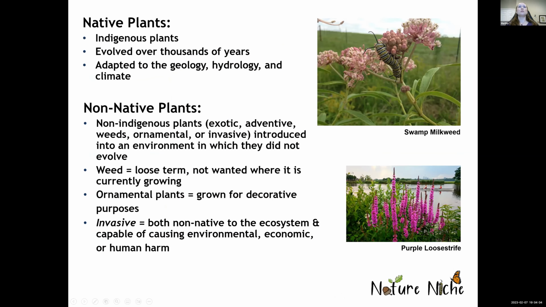I like to start with some basic definitions whenever I'm talking to a group. When I talk about using native plants, I mean indigenous plants that have evolved over thousands of years, and they're well adapted to the geology, the hydrology, the climate of a certain area. And that can be at different scales. You could consider nativity at a local scale, like a watershed or a county. Most commonly, it's considered at the state level: is the plant native to your state or not? But you can also consider it at the country and continent levels.